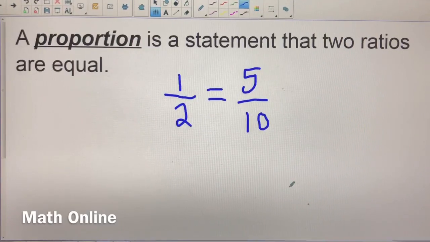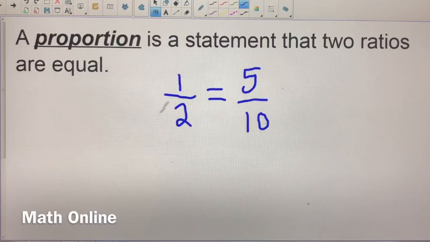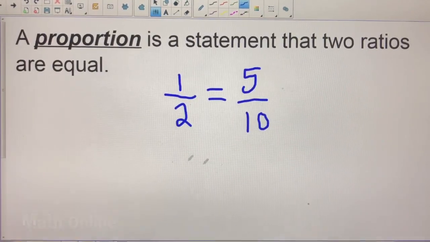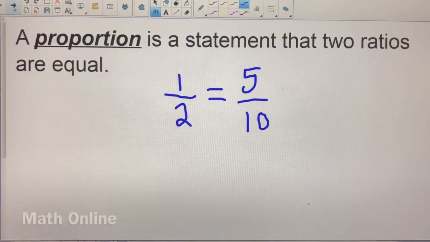So that's what a proportion is. Two fractions equal to each other. They're created by two different ratios. Sometimes they're known as ratios, but a ratio is just a fraction. I want you to understand what a proportion is. A proportion is just two fractions equal to each other.